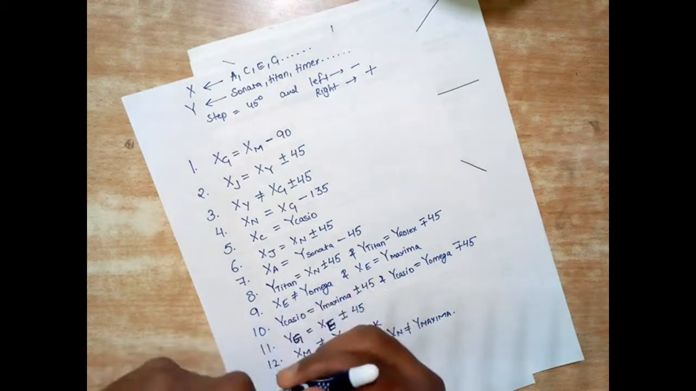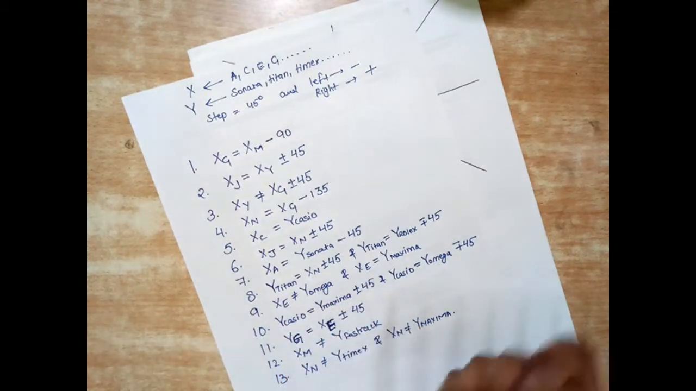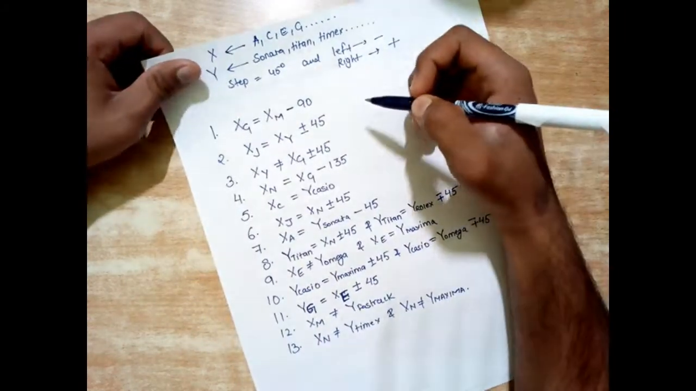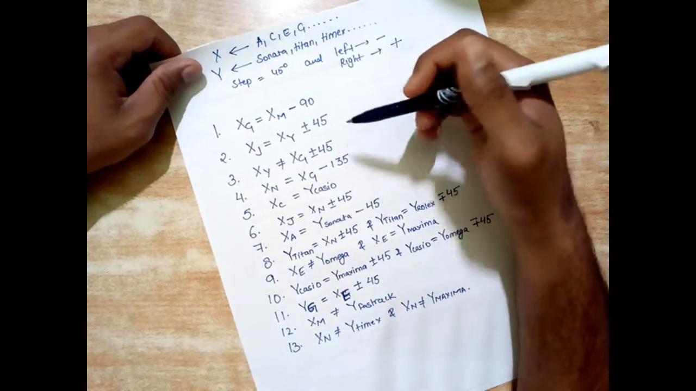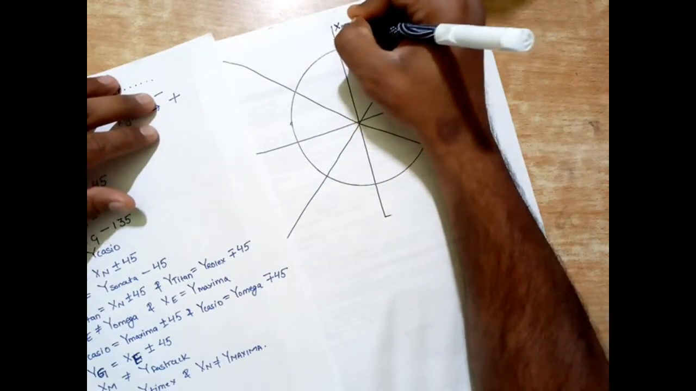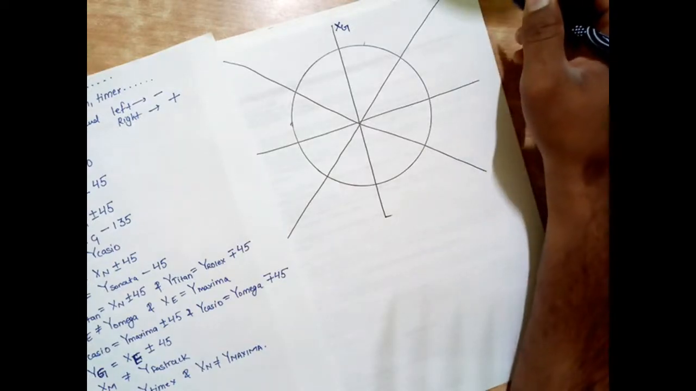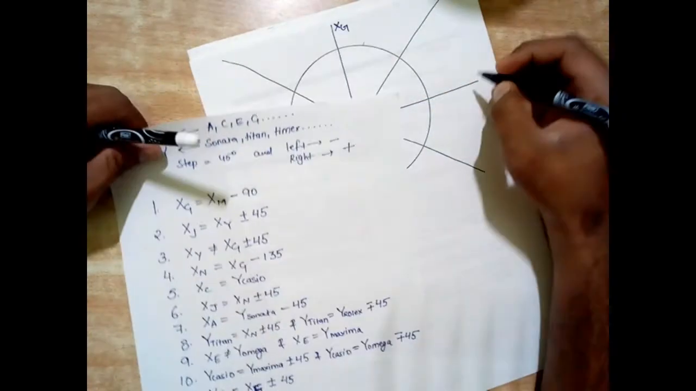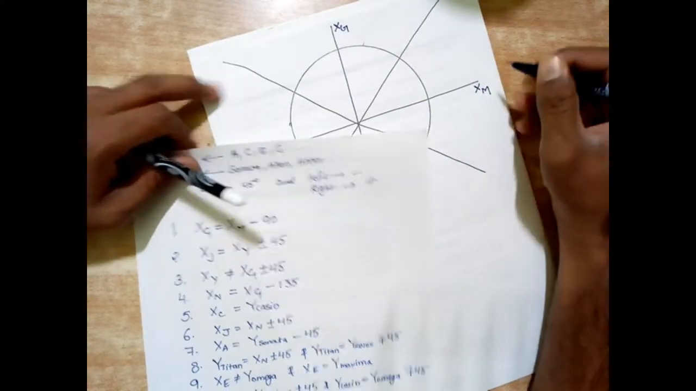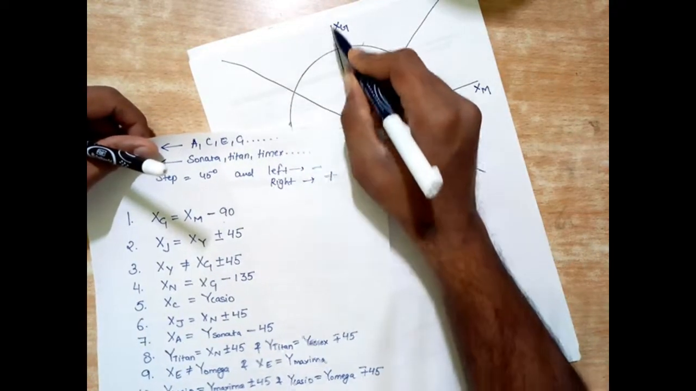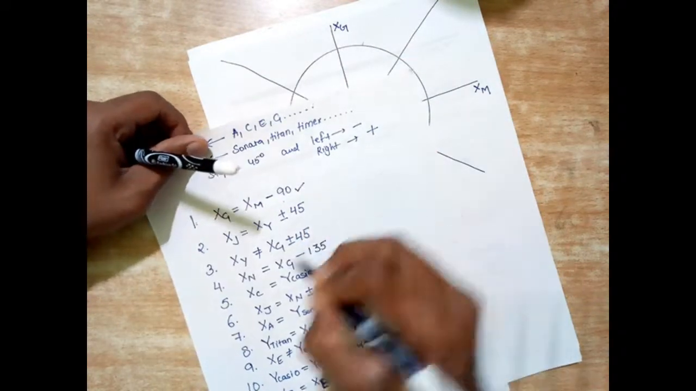Our first step is to make an assumption and put some variable in the circle. I prefer looking for a variable which is repeated the maximum number of times. So I can see that xg is repeated many times, so I'll write xg over here. You can write it anywhere, it doesn't matter. Our first condition says xg is equal to xm minus 90. That means xm is over here, because xm minus 90 is xg. So we are done with this.